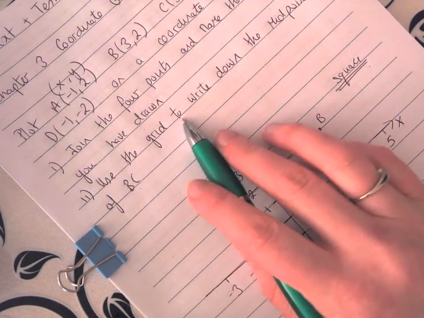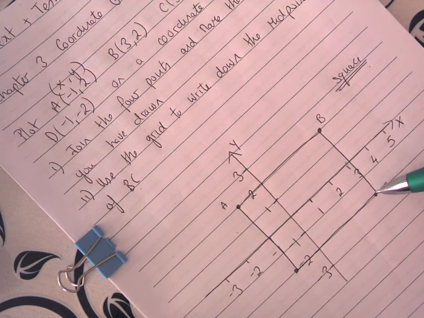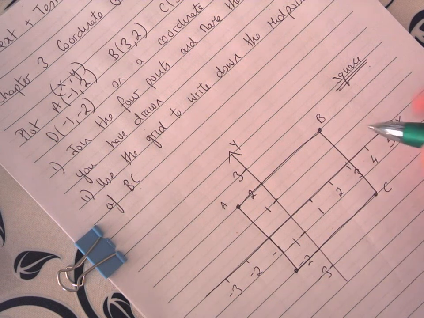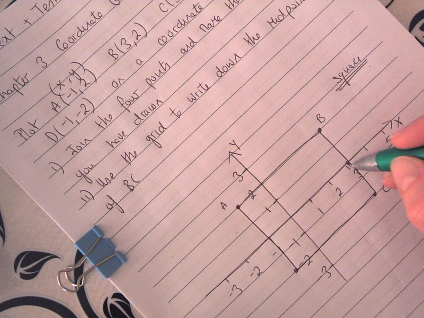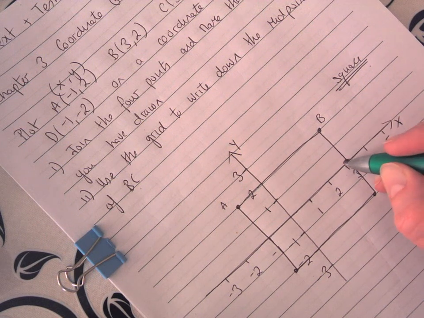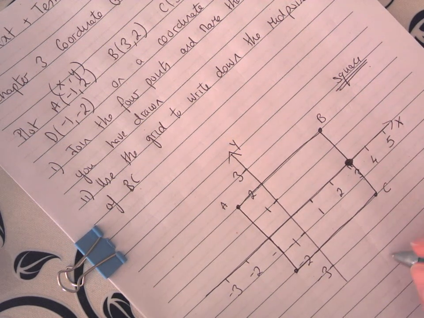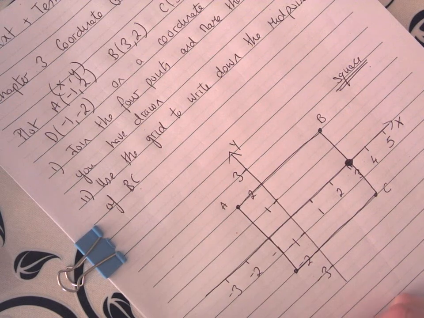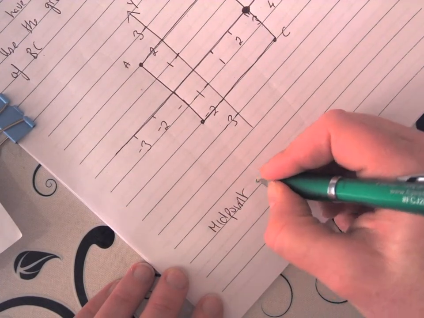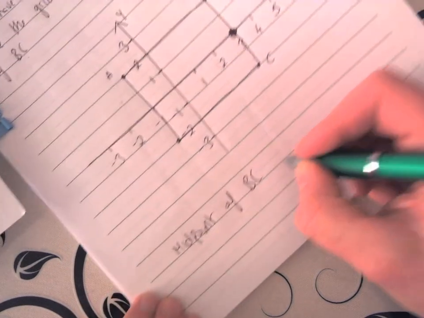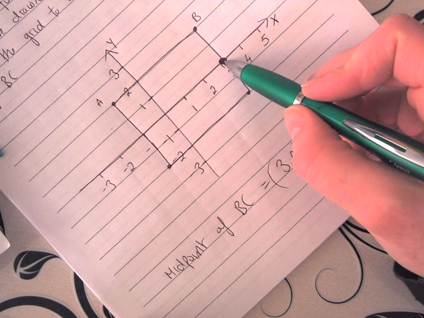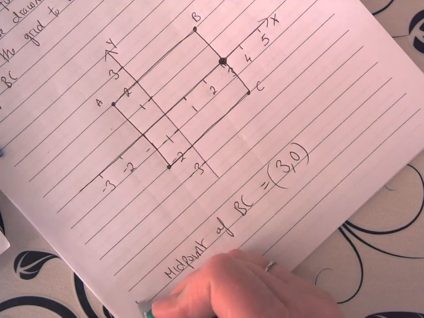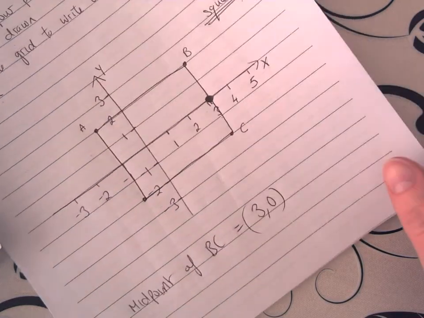And then it says use the grid to write down the midpoint of BC. So this is BC. Midpoint just means the point that's halfway between them. So it's 1, 2, 3, 4, so the midpoint would be 2 down. So your midpoint is (3, 0), because it's 3 on the x and you're not going anywhere on the y. So that's your answer to part 2. So that's the example done.